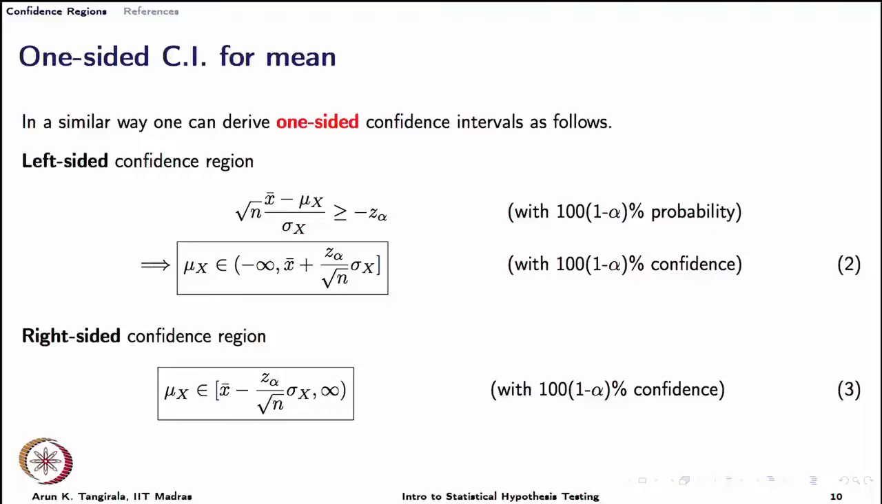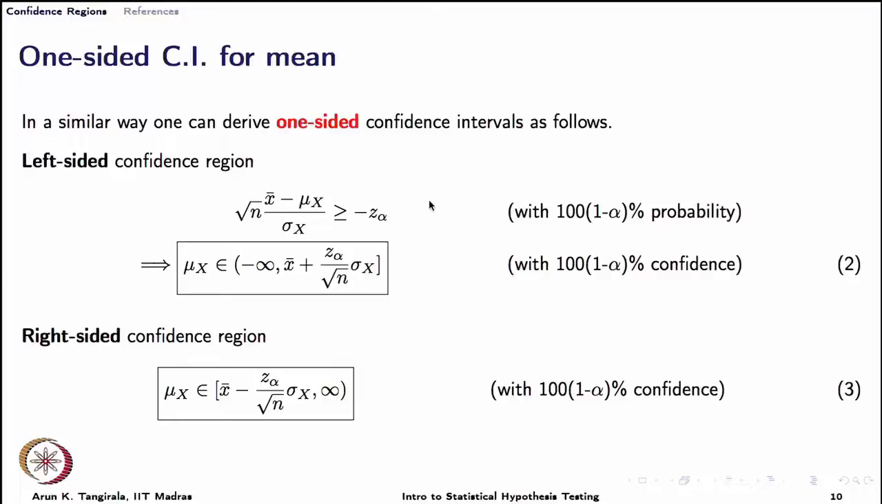Earlier we derived the two-sided confidence region. We will now derive the one-sided confidence interval for the mean. Again, the procedure is the same. Assume the sample mean is your estimator. We know the sampling distribution. Now, let us say I want to construct what is known as a left-sided confidence region. That is, when I am constructing the lower tail test, I would like to actually construct the left-sided confidence region.